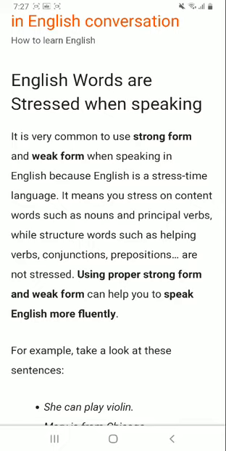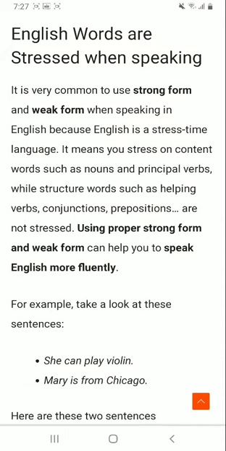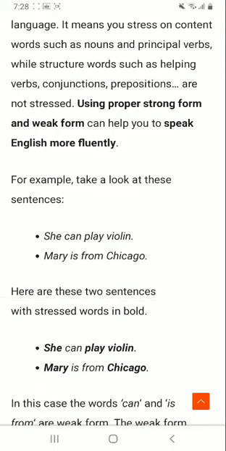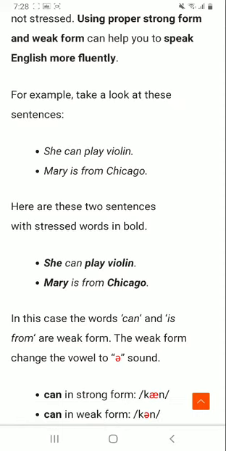Using proper strong form and weak form can help you speak English more fluently. If we adopt the strong and weak forms of the words, we can very fluently deal with the language of English and we can speak very clearly. Here come the best examples. For example, take a look at these sentences. She can play violin.